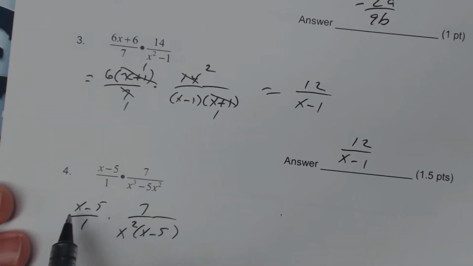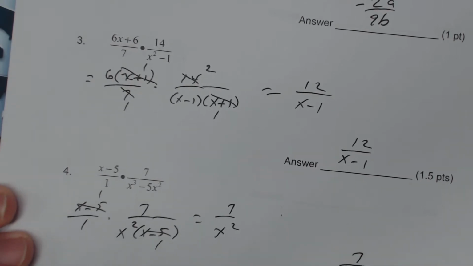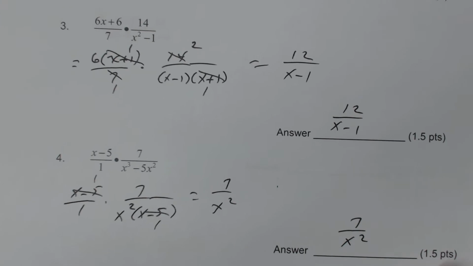All right, so that's what I have. And then you look at your factors. So I have a factor x minus 5. I have one down here, so those divide out. I have a factor of 7. There's no factor down here that 7 will reduce into, and so you're done. So the answer is going to be 1 times 7 is 7. 1 times x squared times 1 is x squared. So 7 divided by x squared. All right, so that was number 4.